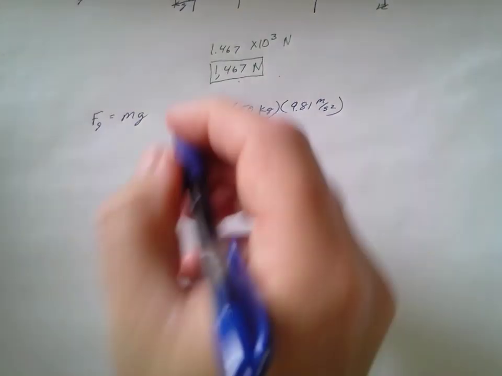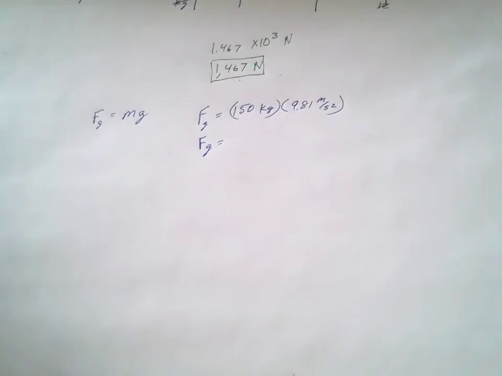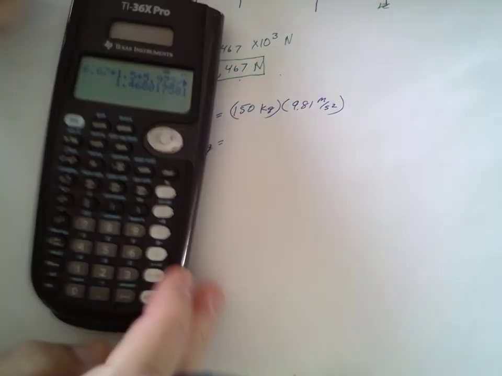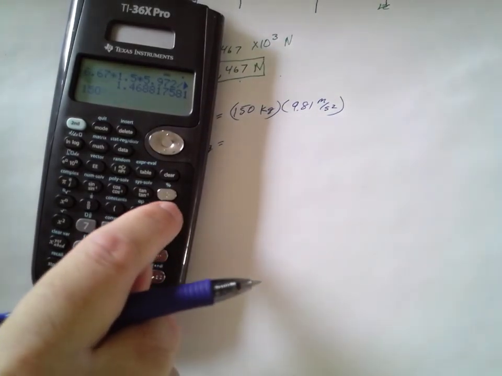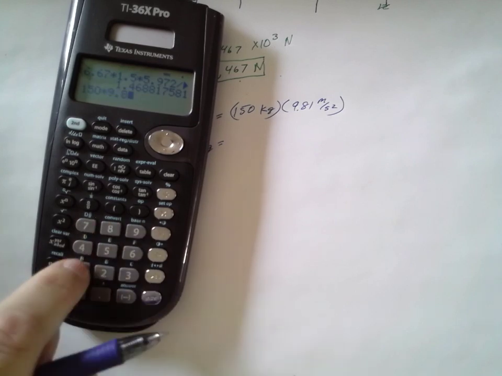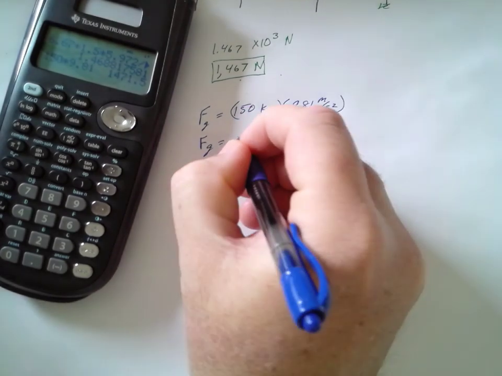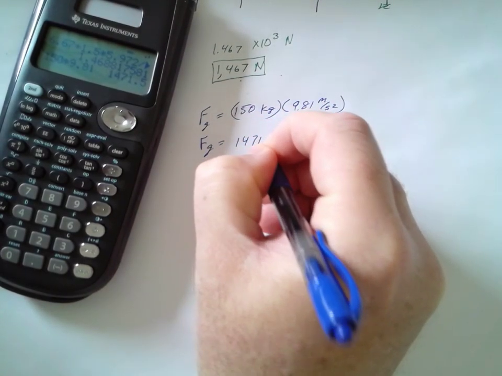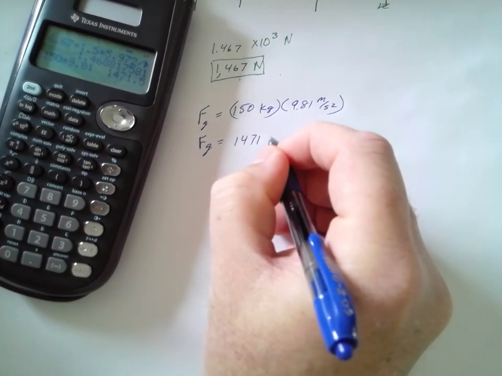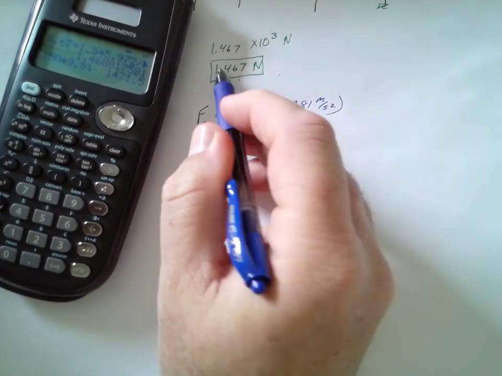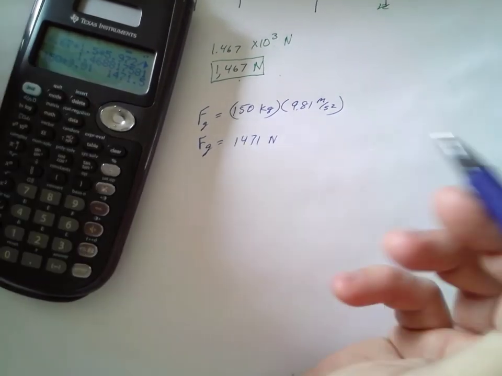So the force of gravity is, and then we take our calculator again, and we do 150 times 9.81 equals, and I get 1,471, or 72 if we round the 5 to the 2. Okay, and this is going to be newtons. Now, they're not perfect, but they're off by just a little bit.